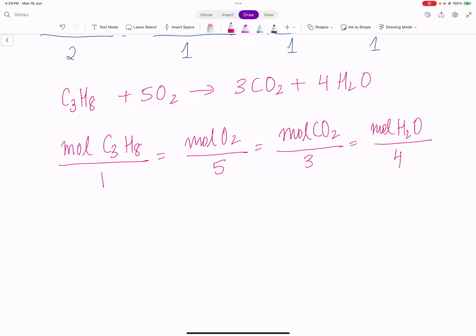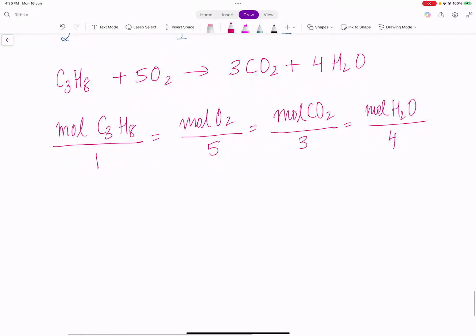Again, we have managed to write, and I can see that if I know the mole of C3H8, then I can calculate the mole of O2. I can also calculate the mole of CO2, and I can also calculate the mole of H2O. When they ask a question, will they give one of the moles? Yeah, they have to give one mole.